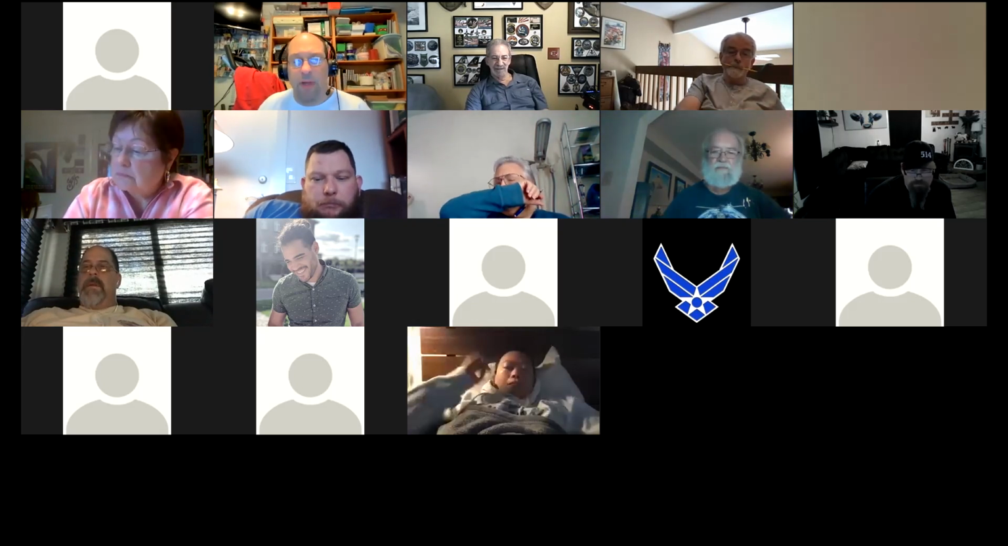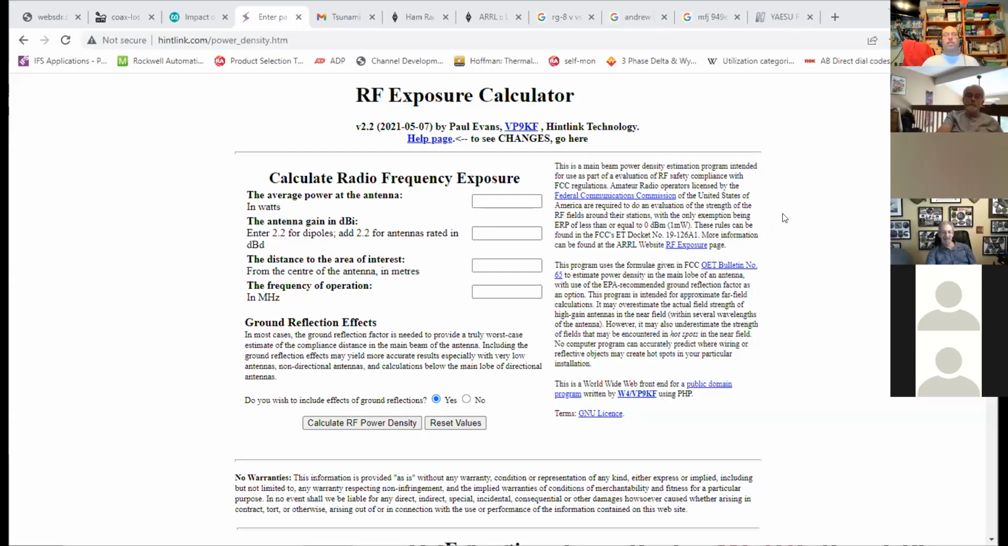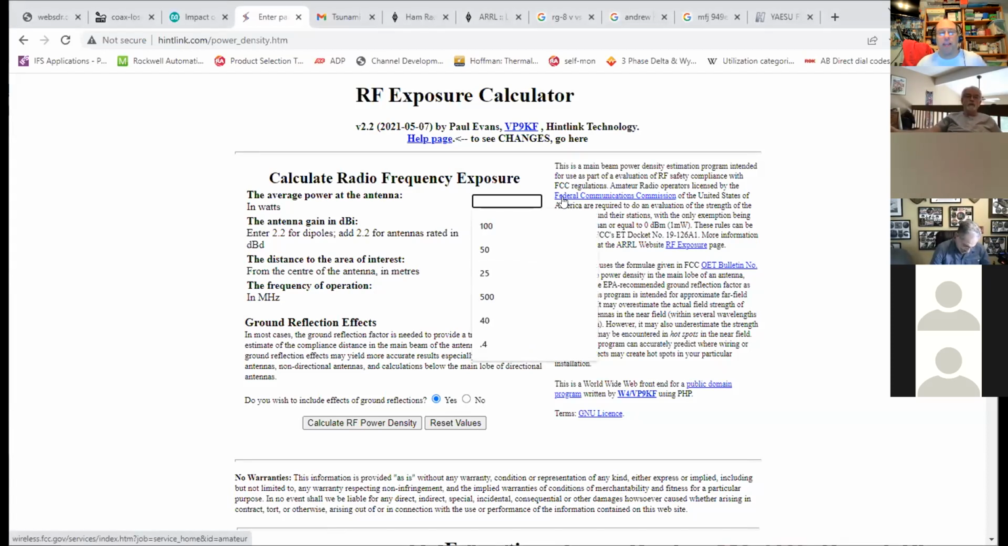Okay, now I'm going to share the site. Notice the RF exposure calculator. This actually implements the FCC OET Bulletin 65 in a very simple way. So let's take your average mobile station, average power at the antenna, 25 watts.